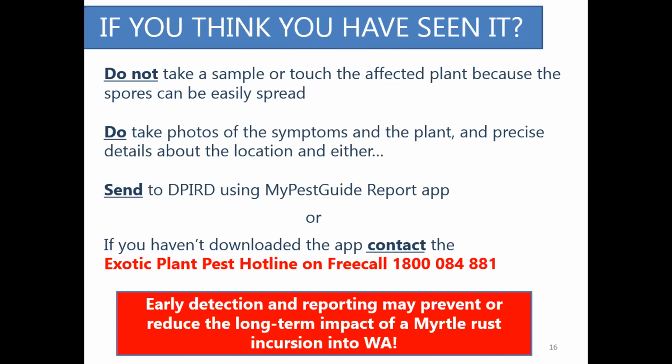And on top of using the app, there's also, as Emma mentioned before, a hotline with a 1-800 number, and if you ring this hotline, it goes to our department. And yeah, early detection is really critical for a disease like Myrtle Rust. Once we find it here, if we don't catch it really early, the chances of getting on top of it is very slim, unfortunately. And that's pretty much it.